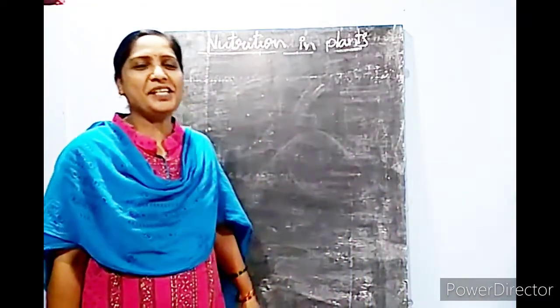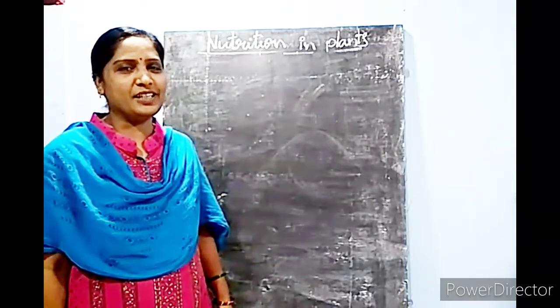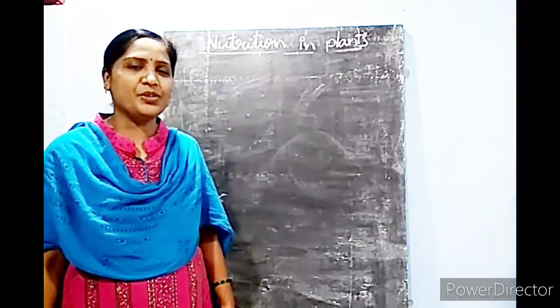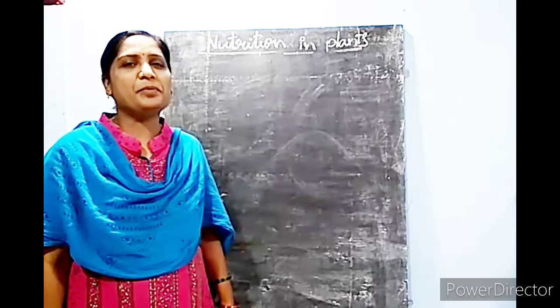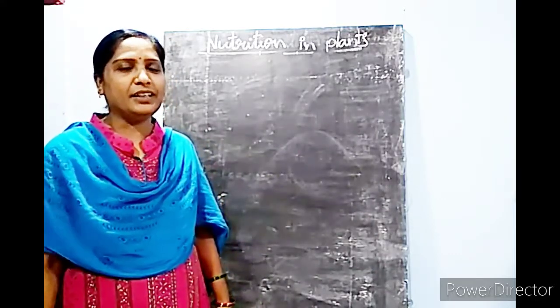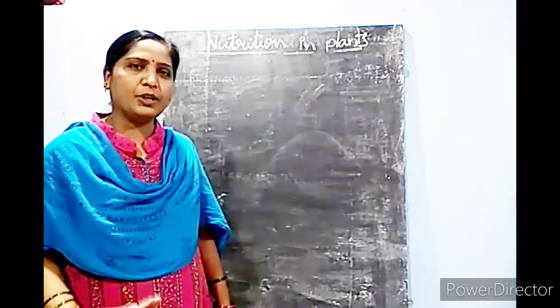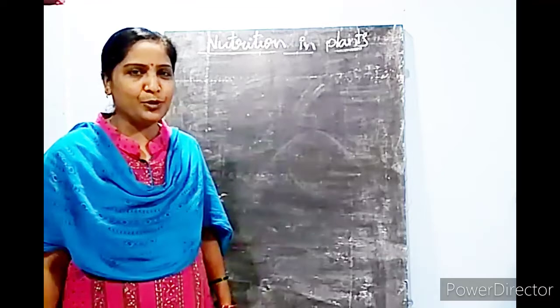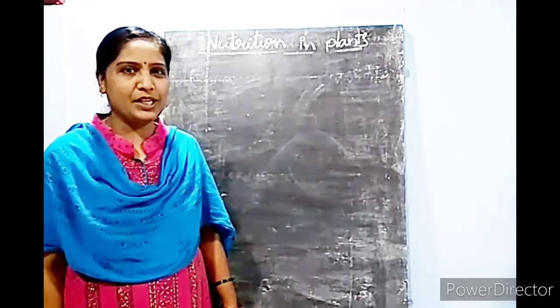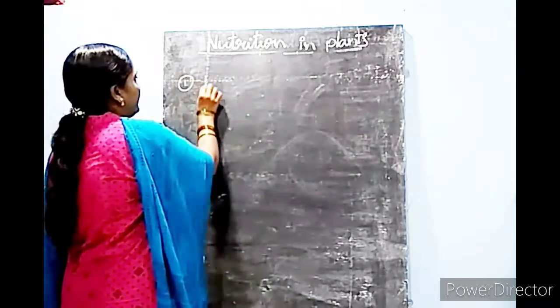Hi children, good morning. In the last class, you learned about the photosynthesis process, the equation of photosynthesis and the types of nutrition in plants. So in heterotrophic nutrition, two more modes of nutrition are left over that we'll discuss in today's class, children. Those are parasitic plants.